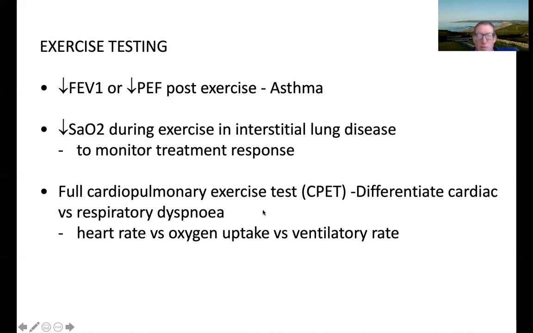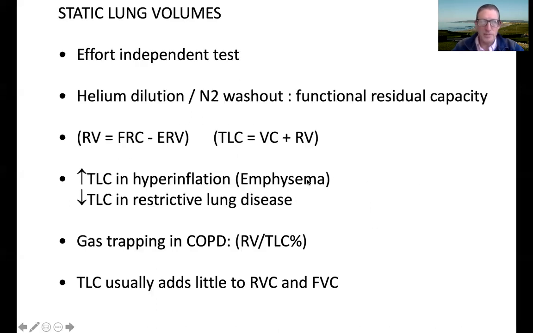The other thing we can do, which we only tend to do with elite athletes, is a full cardiopulmonary exercise test. And we tend to do that to try and differentiate between cardiac or respiratory causes of breathlessness in patients, apart from doing it in athletes to see how fit they are. So what we measure is heart rate against oxygen uptake and ventilatory rate, and looking at these plots, we can assess whether breathlessness is coming from the heart or from the lungs. Done in a very small proportion of patients, maybe 1 or 2% of patients I see go on to have CPET.